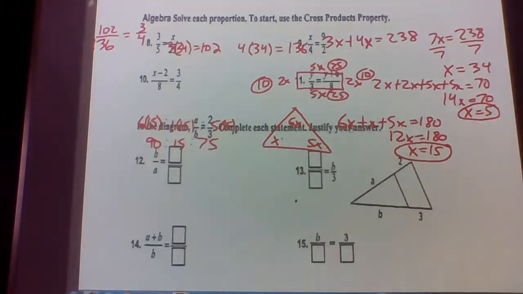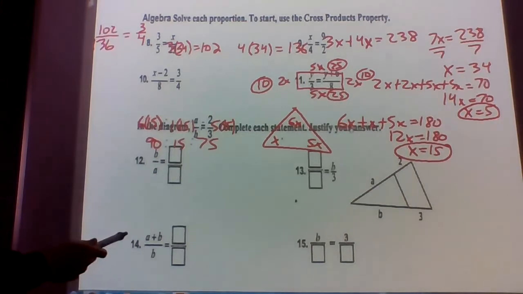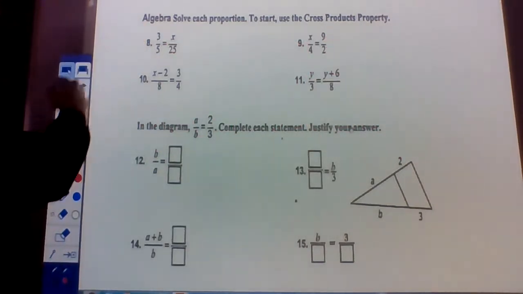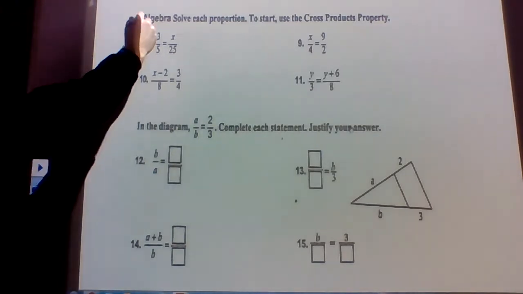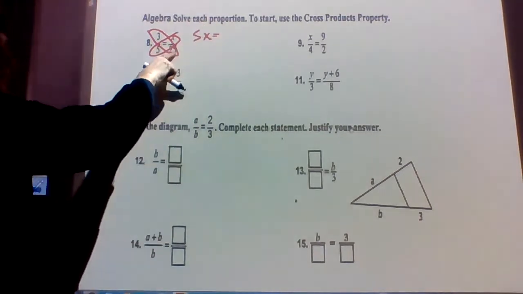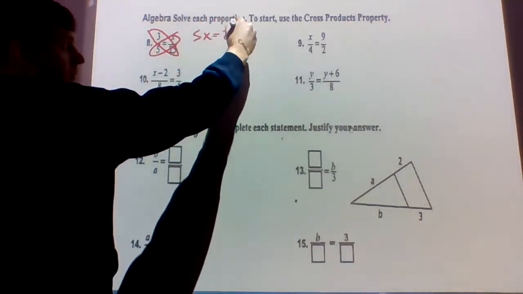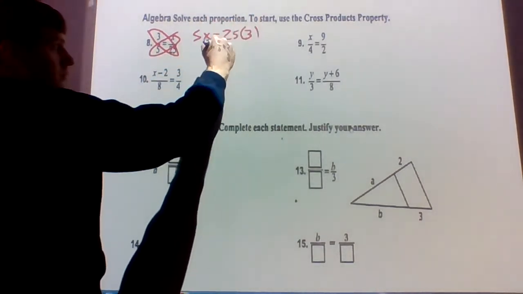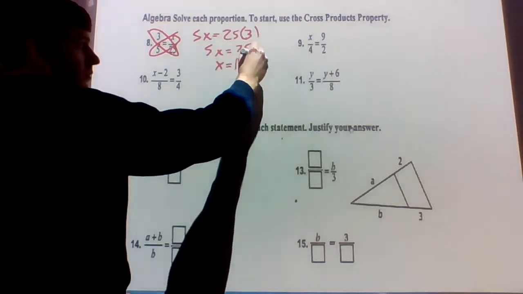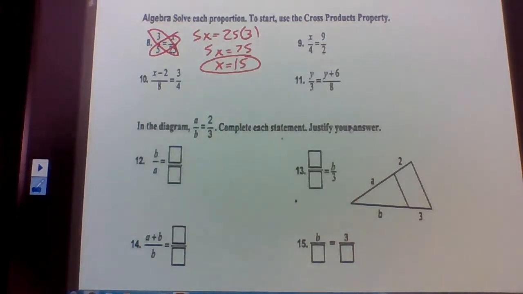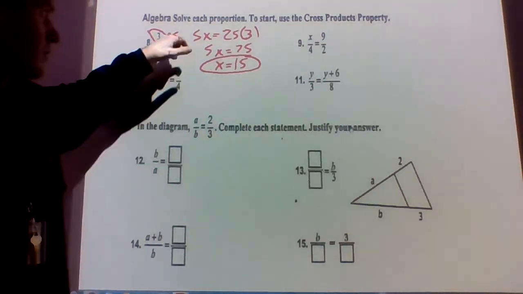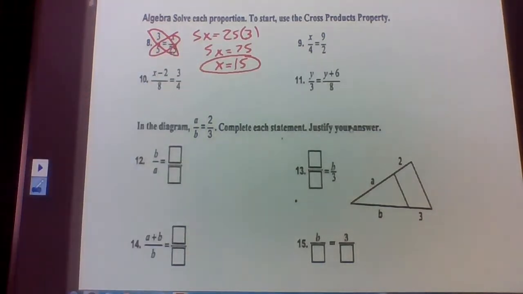Algebra, we got to solve our proportions. To solve a proportion, you need to cross multiply. So 5 times x equals 25 times 3. So you get 5x equals 75. Divided by 5, x is going to be 15. Again, you can plug that back in. 3 divided by 5 would equal 15 divided by 25. 15 divided by 25 reduces to 3 over 5, or 0.6.